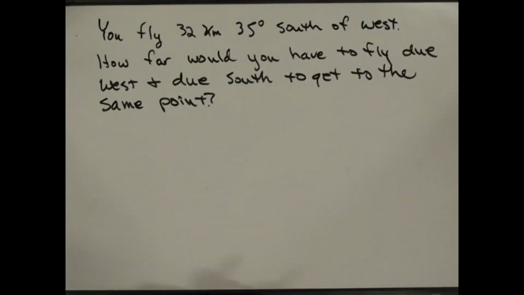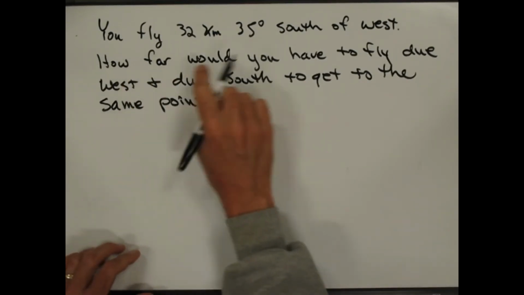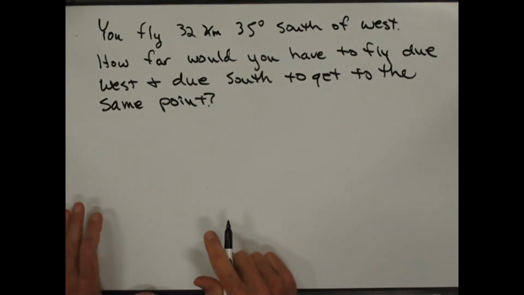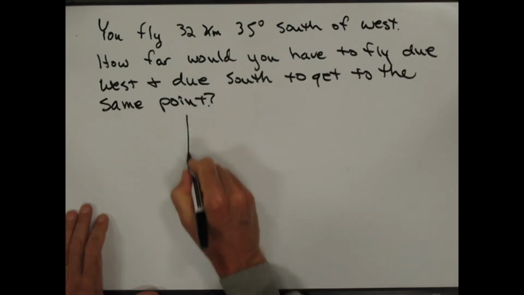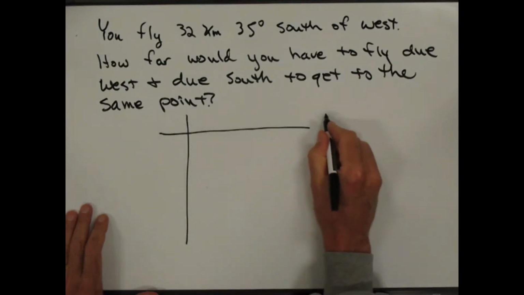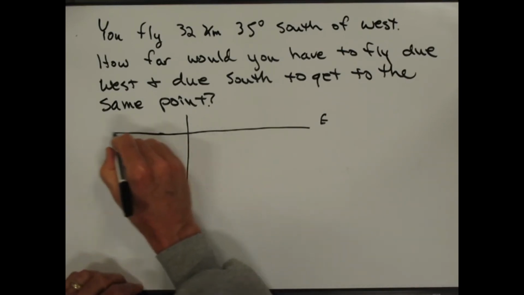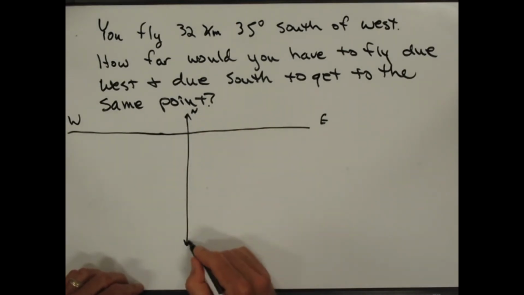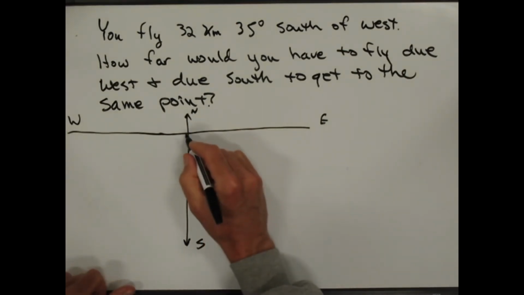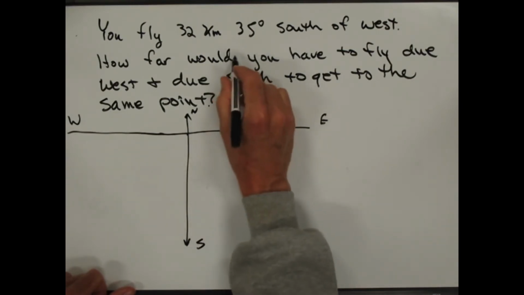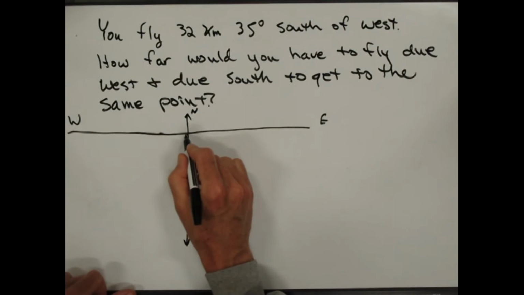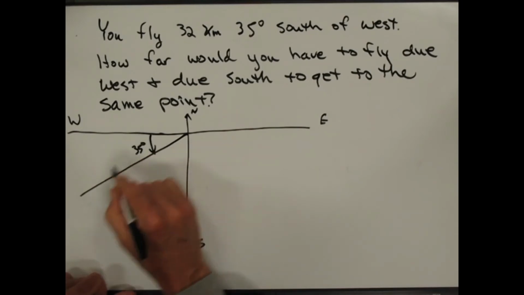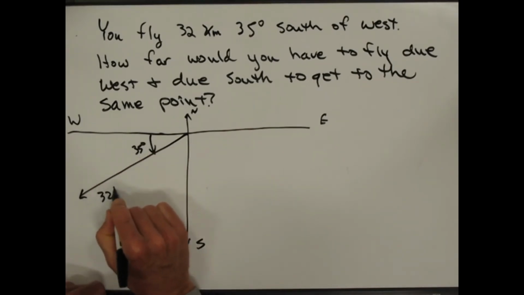So here's an example with some math with vectors. You fly 32 kilometers, 35 degrees south of west. How far would you have to fly due west and due south to get to the same point? And so we can just draw, here's east, here's west, here's north, and here's south. I kind of know that it's going to be over in this quadrant, right? And so 35 degrees south of west, so this is west, so 35 degrees south of it means that angle there is 35 degrees. And we'll say this is 32 kilometers.